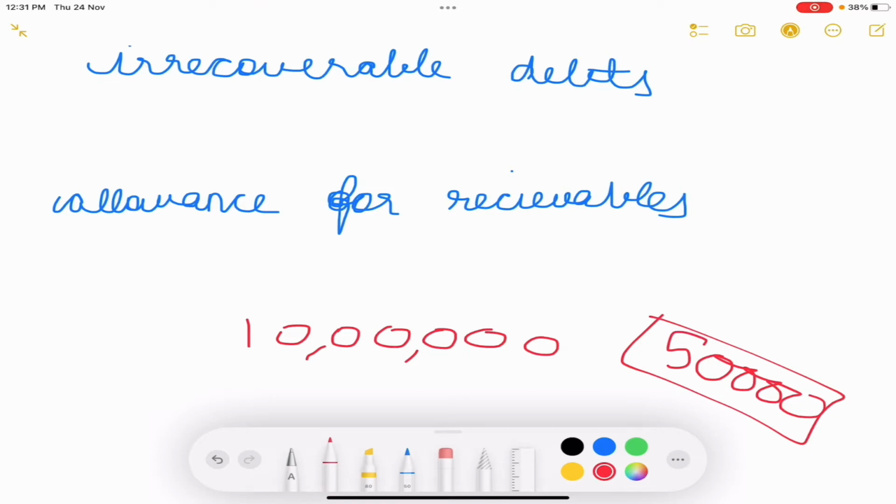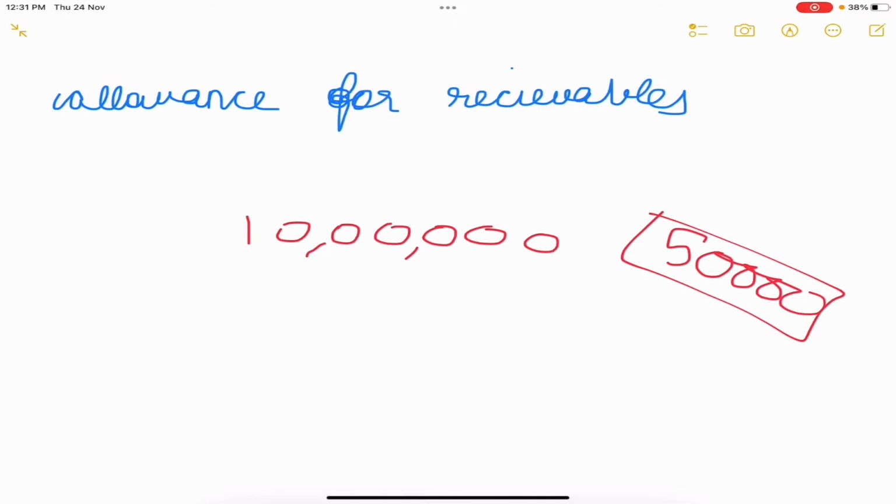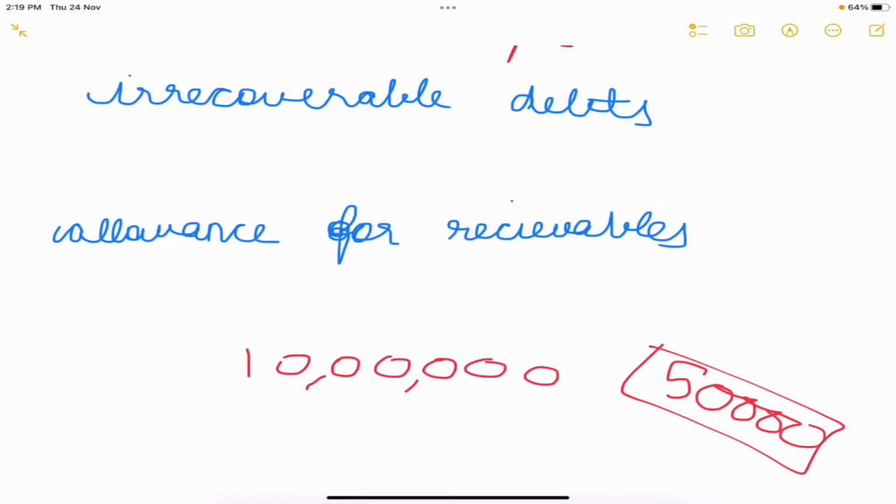I can create a provision or I can create an allowance. I can keep some money aside, like, I am assuming this much of irrecoverable debt to happen. So in such a situation, I will already be having a reserve, a provision or an allowance, right? So that is what they're talking about. Keeping aside some money, whenever such a situation arises, I can basically use it. So I hope it's clear now what allowance means.